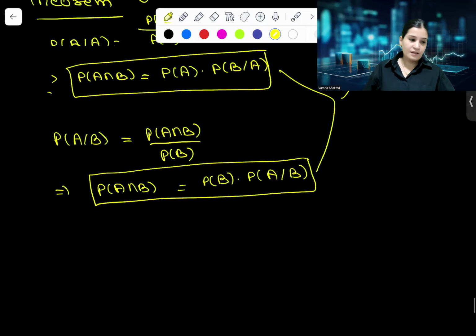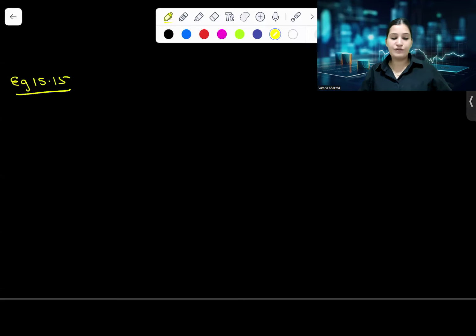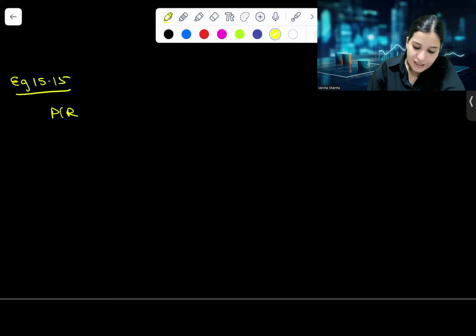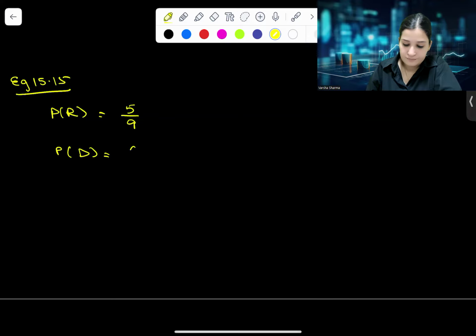Okay, let's continue with the examples. Example 15, page 1519. Rupesh is known to hit a target in 5 out of 9 shots. So the probability Rupesh hits the target will be 5 by 9. Whereas David is known to hit the same target in 6 out of 11 shots. So the probability David hits the target is 6 by 11.